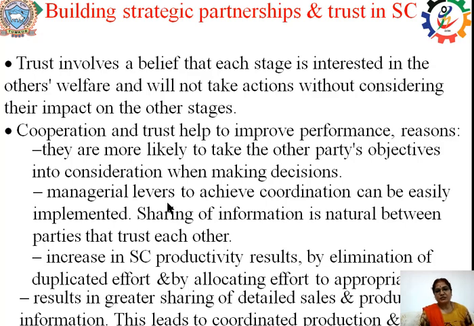Managerial levers to achieve coordination can be easily implemented if there is cooperation and trust. Sharing of information, accurate information without distortion, without delay, is possible. Increase in supply chain productivity is possible. Duplication of effort will be reduced, and the role or responsibility will be given to the appropriate stage. Greater sharing of information leads to coordinated production and distribution decisions, and better matching of supply and demand.